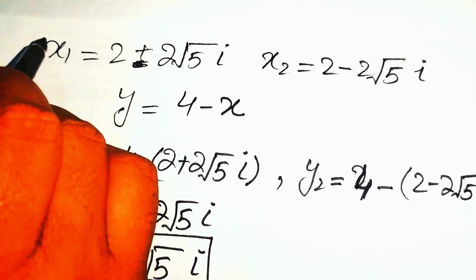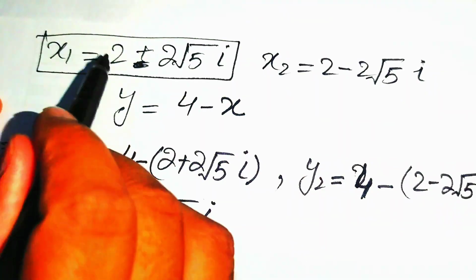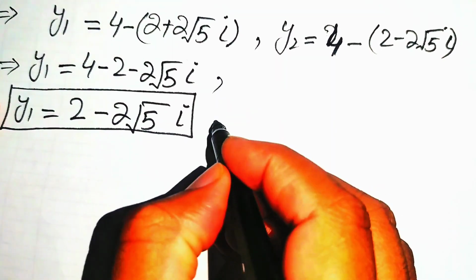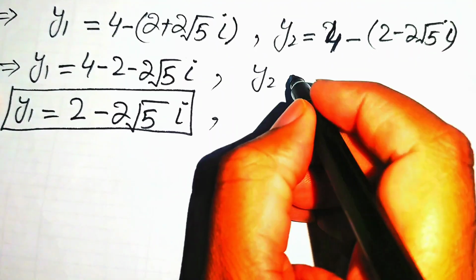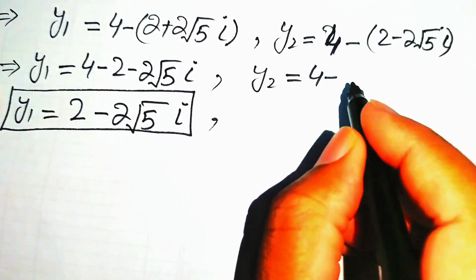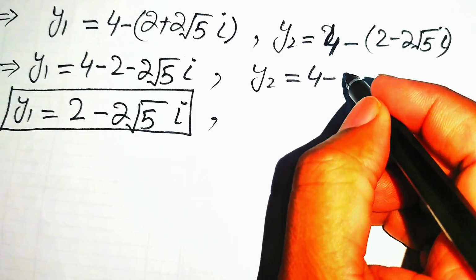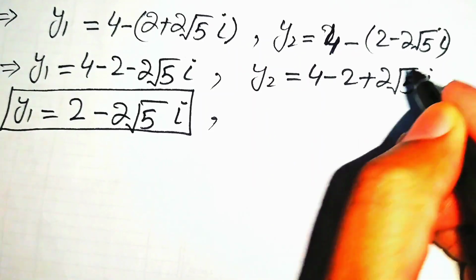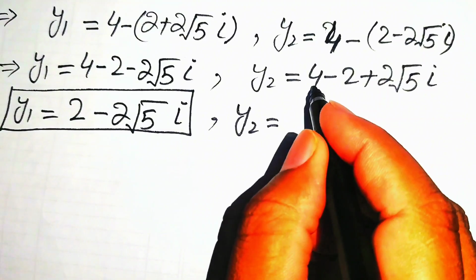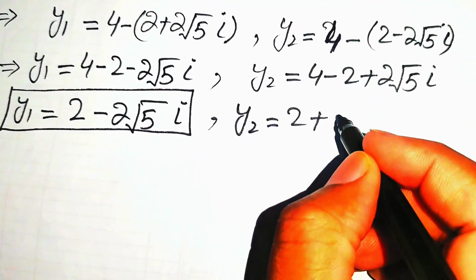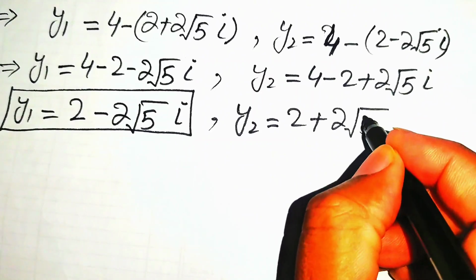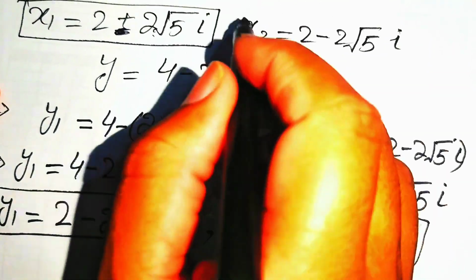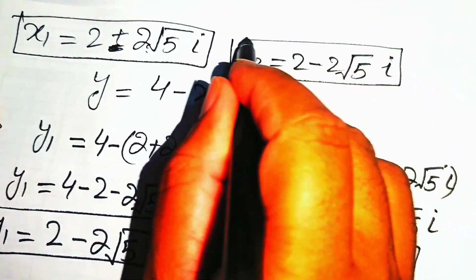This is the value of y1 corresponding to the value of x1, which is 2 plus 2 times square root of 5 iota. Similarly we find the value of y2: y2 equals 4 minus, now we multiply this minus sign on both of these terms, and we get 4 minus 2 plus 2 times square root of 5 into iota, so y2 equals 2 plus 2 times square root of 5 iota. This is the value of y2 corresponding to x2.